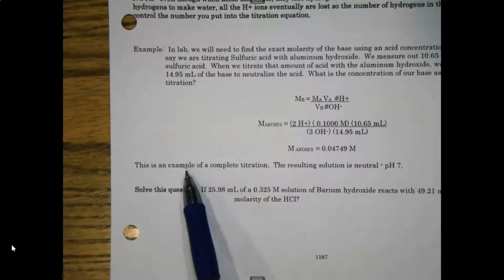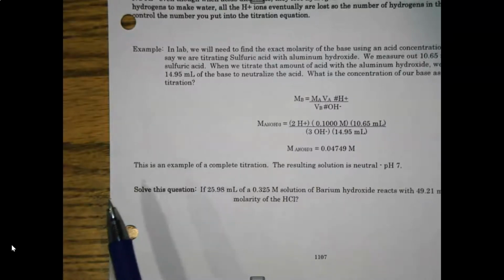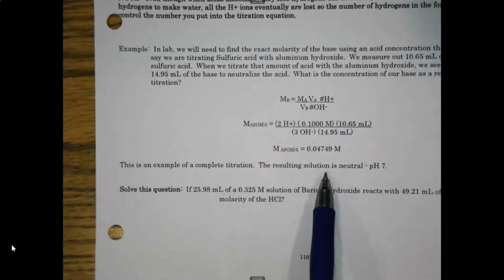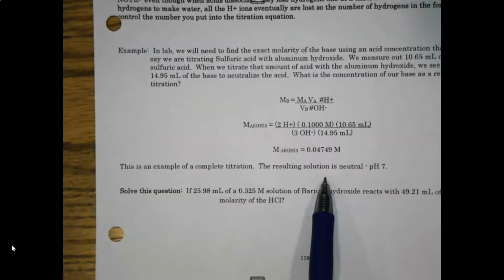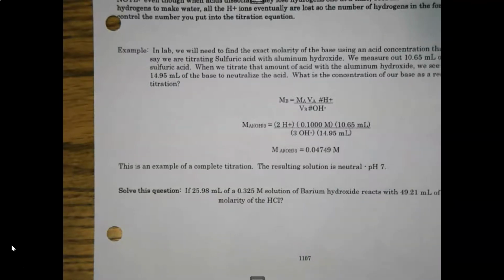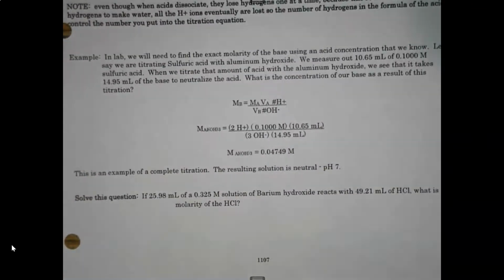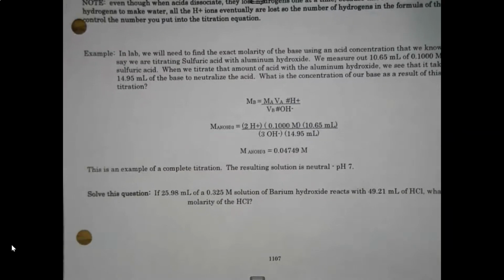Now, this is an example of a complete titration. We'll talk about incomplete titrations in another video. So every time you do a neutralization reaction, every time you do a complete titration problem, you wind up with a pH of 7 because of the neutral solution.